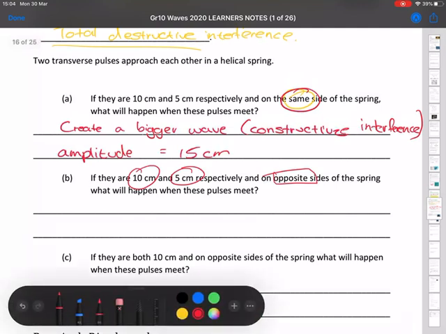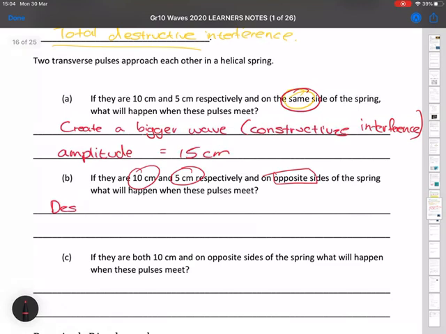destructive interference. So you're going to get a smaller wave, or destructive interference. It's a smaller wave, a smaller amplitude. Which will then be 10 minus 5 to give us 5 centimeters.